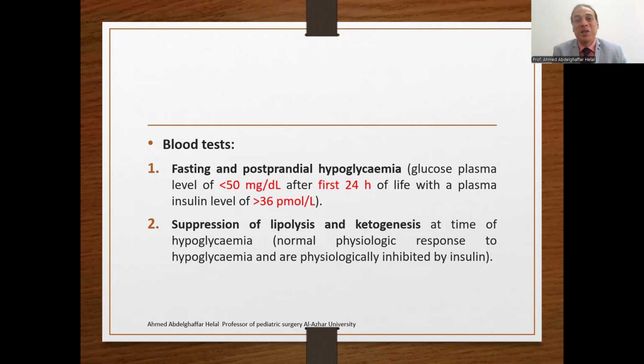During the fasting state, no insulin is released, and there is stimulation of lipolysis to give more glucose. Here, there is hypoglycemia with insulin. So there is a suppression of lipolysis and ketogenesis at the time of hypoglycemia. These are normal physiological responses to hypoglycemia and are physiologically inhibited by insulin. So why is there no lipolysis and ketogenesis in cases of congenital hyperinsulinism? Due to the presence of insulin, and this insulin inhibits this process even in the presence of hypoglycemia.